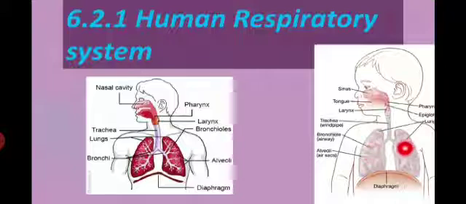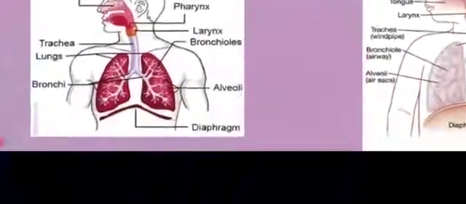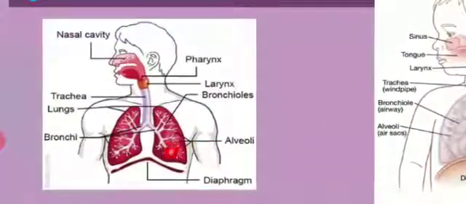So you have to see this thoracic cavity. It's a section of the human body enclosed by the rib cage and separated from the abdominal cavity by the diaphragm. So this is the diaphragm. You have to see.